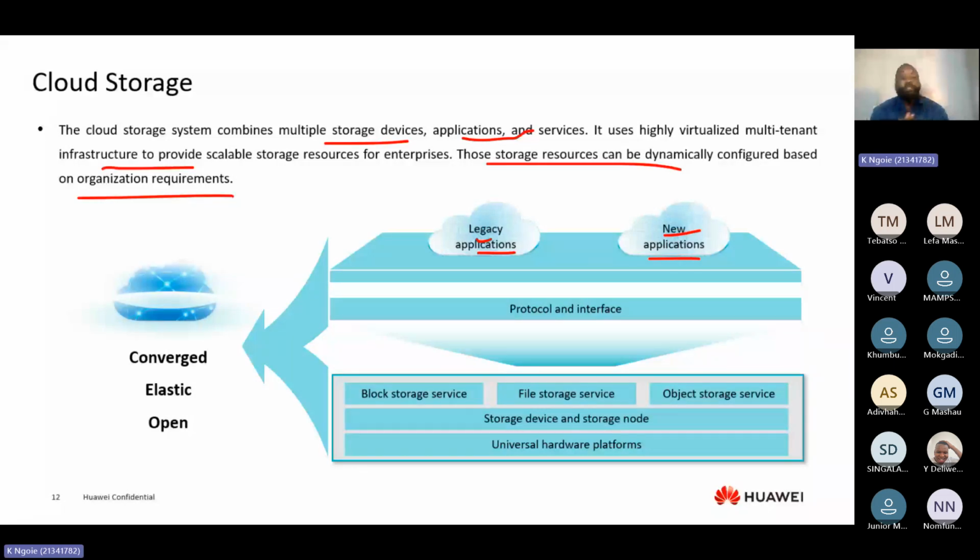So if you leave home today, you leave your computer at home, but you need to access the data on your computer, you can't do that. Why? Because it was a physical memory. But when you have data on the cloud, you can access those data anyway at any time.